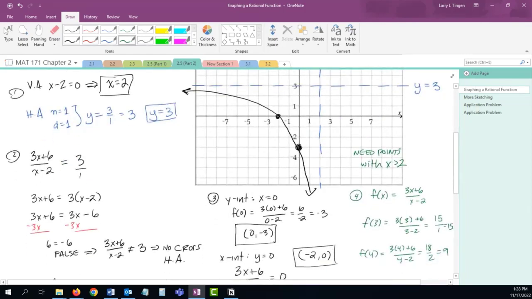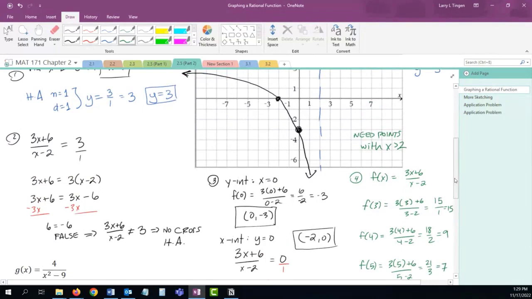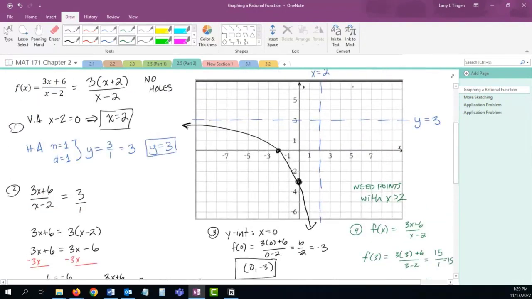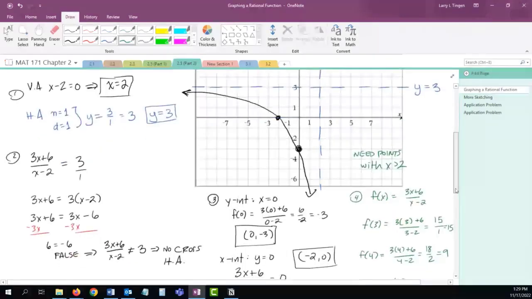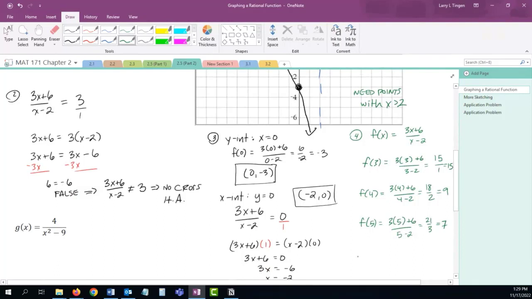So let's keep going. Let's try 5. Three times 5 plus 6 over 5 minus 2. 3 times 5 is 15 plus 6 is 21. 21 divided by 3 is 7. That's on the graph. So at 5, 7, there's my first point on the graph. And then I can keep moving to the right, looks like 6 or 7.